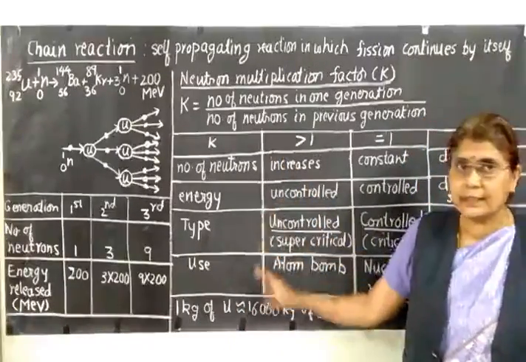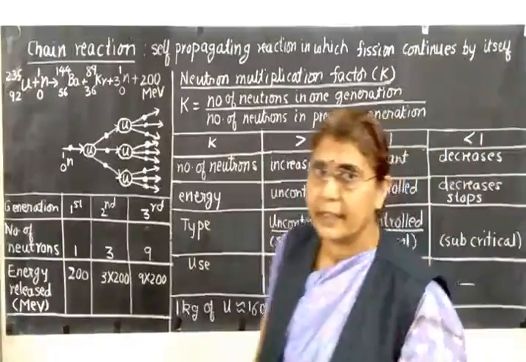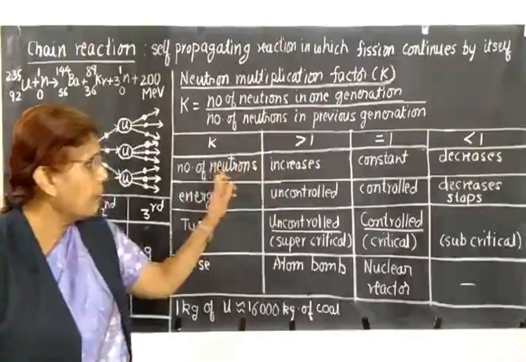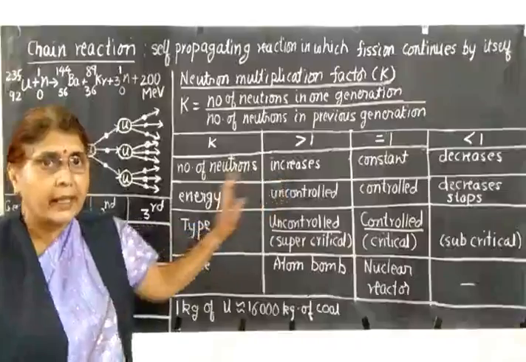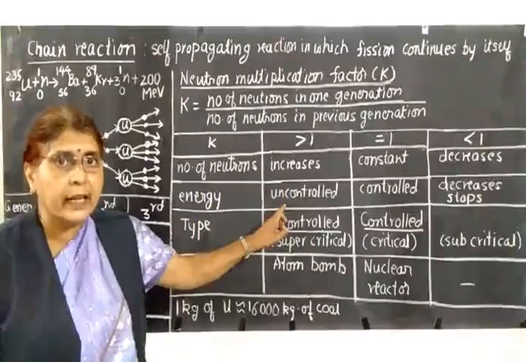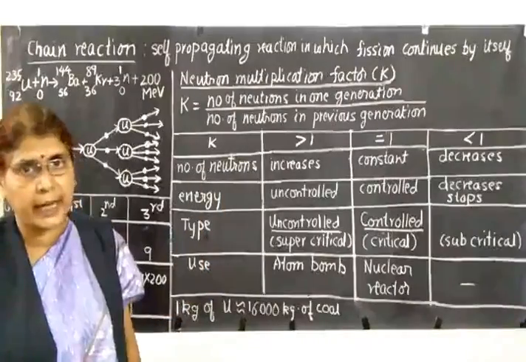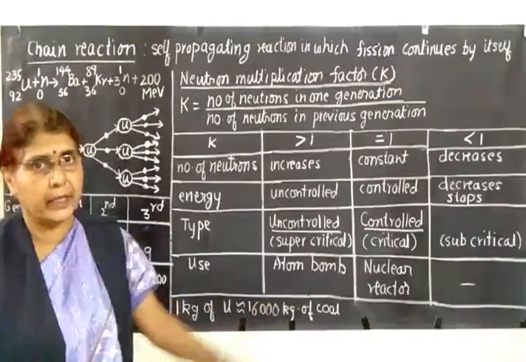So this is the first type of chain reaction. What we have studied in this chain reaction: multiplication factor is greater than 1. Number of neutrons increases rapidly. There is no control over the energy. It gives uncontrolled energy, so it is called an uncontrolled chain reaction. And the use is in an atom bomb.